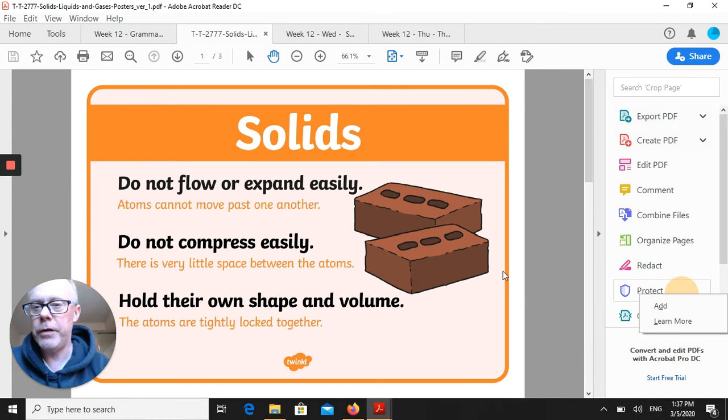Now, you'll see mention of atoms underneath each of those statements. I don't want you to worry about those too much this week. We're going to look more at particles next week. Particles are bits and pieces that make up matter. But this week, let's just focus on the characteristics of states of matter. So in this case, solids don't flow, don't expand, can't squash them, and they keep their shape and volume. Moving right along.